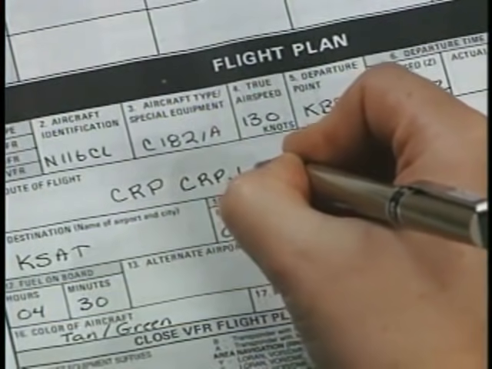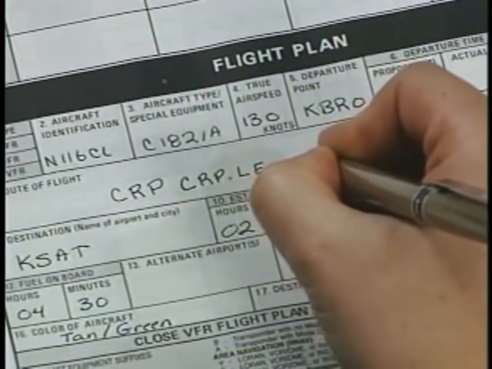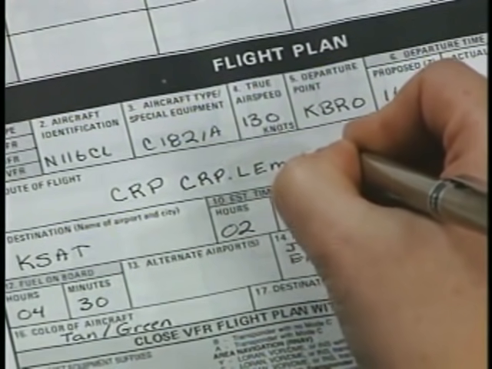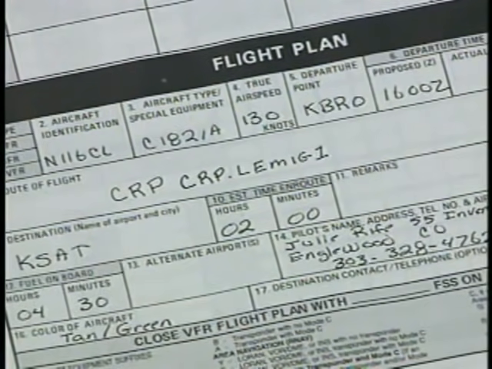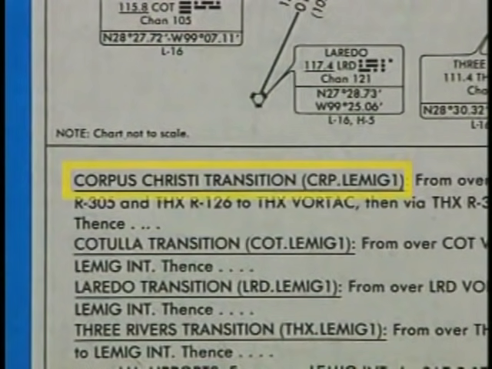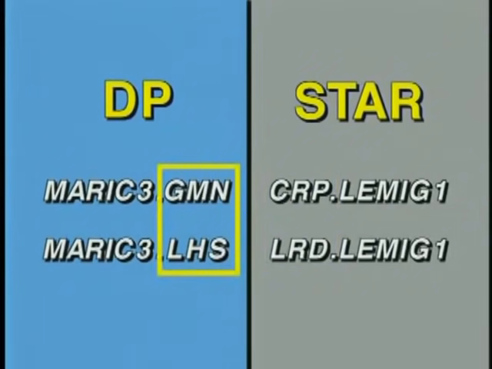When you file for a STAR on your flight plan, use an appropriate code just as you do for a departure procedure. For example, the code for the Corpus Christi transition of the Lemig 1 arrival would be CRP.LEMIG1. Notice that the transition portion of the code is listed first for a STAR, but last on a departure procedure.